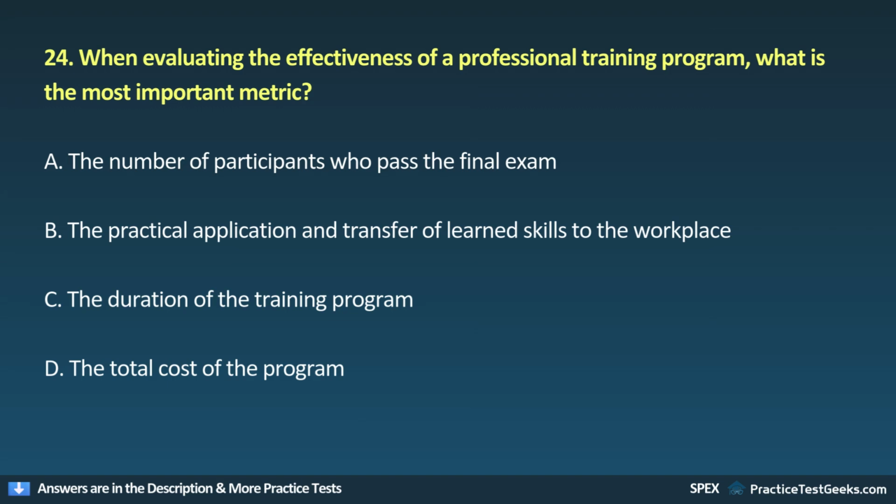24. When evaluating the effectiveness of a professional training program, what is the most important metric? A. The number of participants who pass the final exam. B. The practical application and transfer of learned skills to the workplace. C. The duration of the training program. D. The total cost of the program.